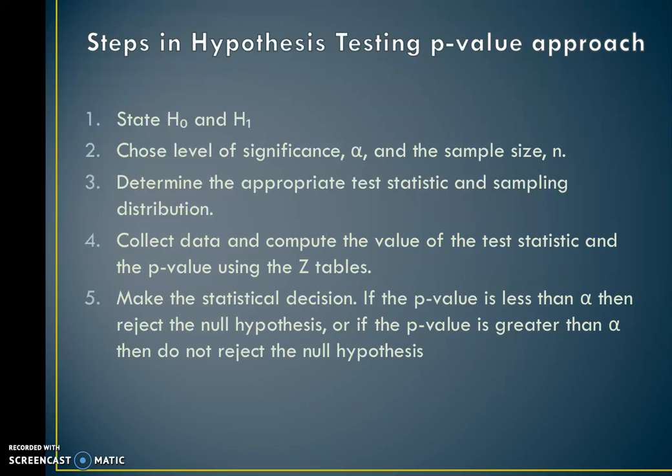For the p-value approach, the first 3 steps are the same as the critical value approach. We then collect the data and compute the value of the test statistic and the p-value using the z-tables. We make the statistical decision. If the p-value is less than alpha, then we reject the null hypothesis, or if the p-value is greater than alpha, we do not reject the null hypothesis. An easy way to remember this is: if the p-value is low, the null hypothesis must go.